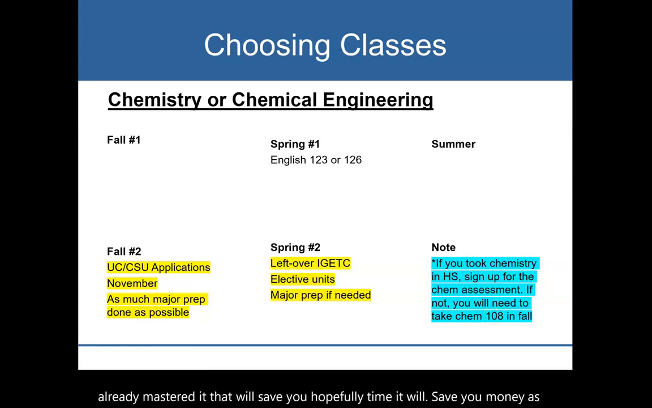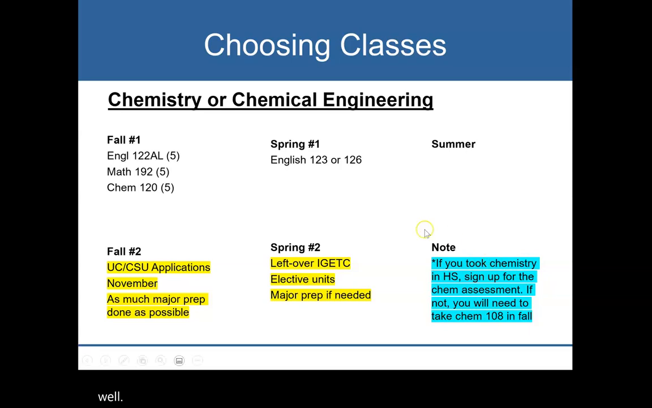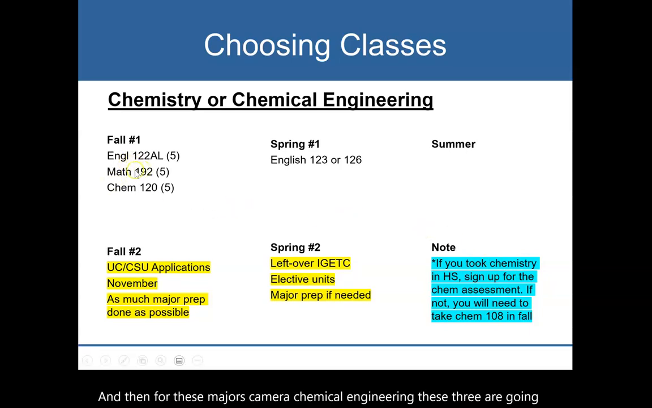And then for these majors, chem or chemical engineering, these 3 are going to be the most important to take. Calculus, because you're going to have a fairly robust list of math courses to take. And then also the Chem 120, just because for most of the universities, you're going to have a second chemistry as well as a full year of organic chemistry. So it's really important, if possible, to take that in that first fall.